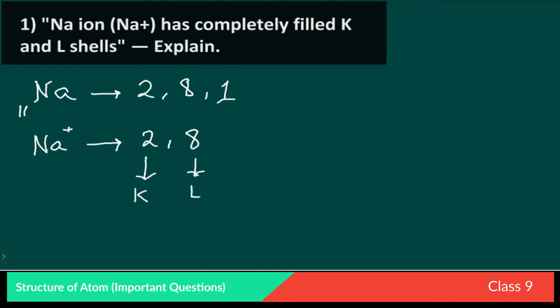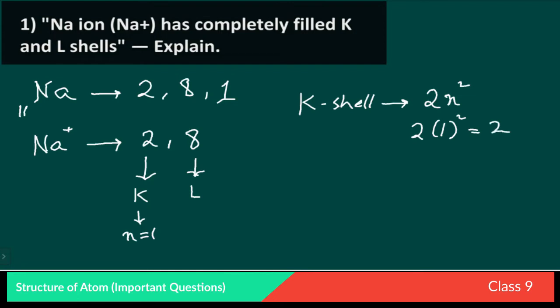Now we know the first shell is K shell and the second shell is L shell. From the Bohr-Bury's rule, we can determine the maximum number of electrons that a shell can accommodate. If I consider K shell, we can determine it by the formula 2n squared. For K shell, the value of n is equal to 1. So 2 into 1 squared, that means it is 2. Hence, the K shell is completely filled.